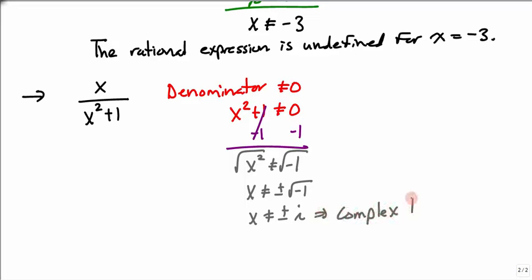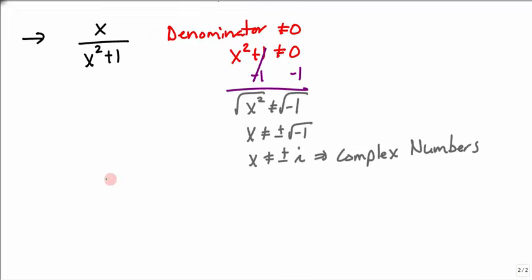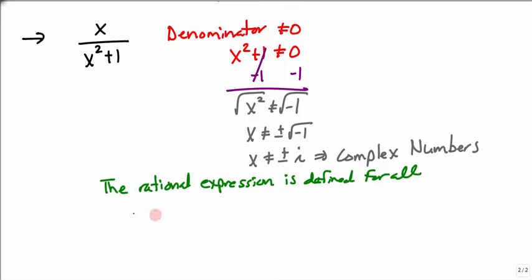We're working with real numbers, meaning I can't take the square root of negative values. So for this case, I'd have to say my domain is defined for all real numbers. So here I'd have to say the rational expression is defined for all real numbers. And again, real numbers. Complex numbers I do have a problem with, but we're working in the real number system. So I need to keep that in mind.